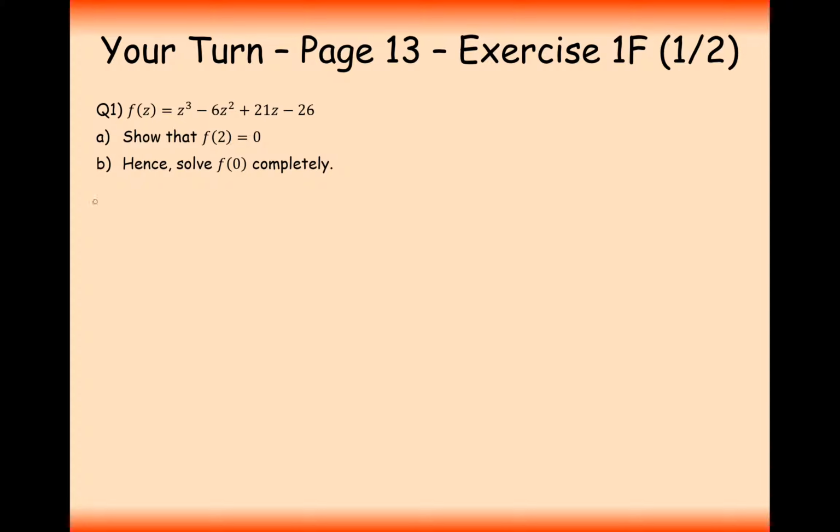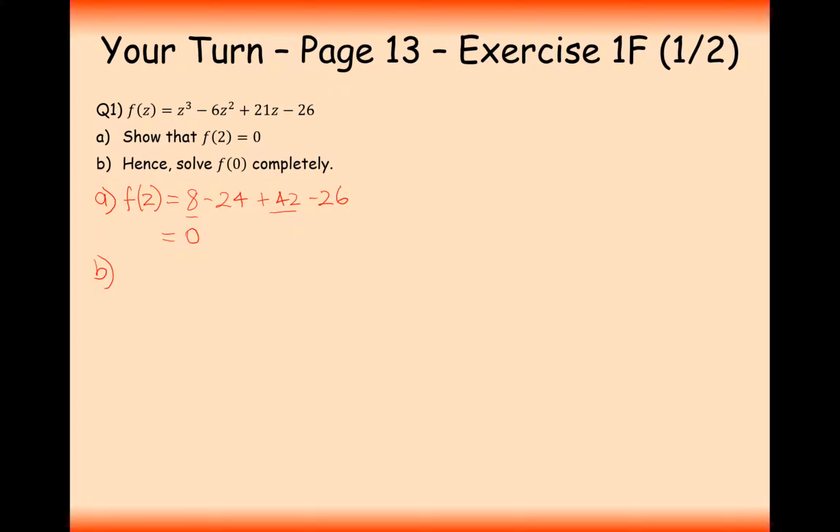Okay, so let's have a go at this question here then. Part A is show that f of 2 equals 0. So first of all, what we need to do is just substitute in 2 for the value of x, so the value of z. That will give us 8 minus 24 plus 42 minus 26. And if we group together positives and negatives, we'll get 50, take away 50, which gives us 0, perfect.